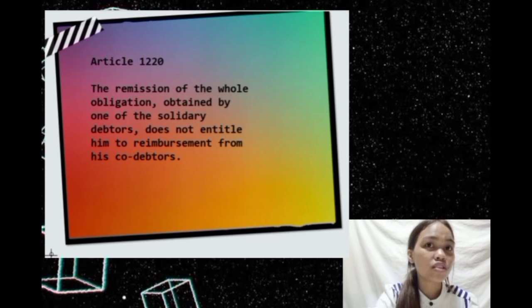If only 1,300 pesos is remitted, Princess is still liable to Kate for 700 pesos. So Princess has no obligation to reimburse Jad for the 300 pesos of Princess' share affected by the remission, for the same reason that no payment was made by Jad.